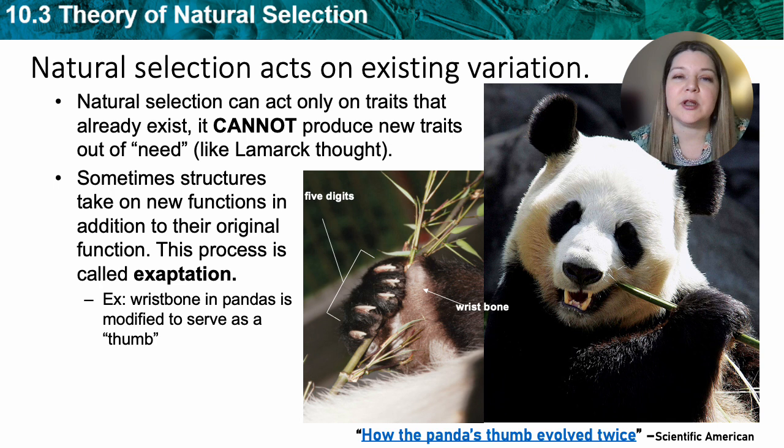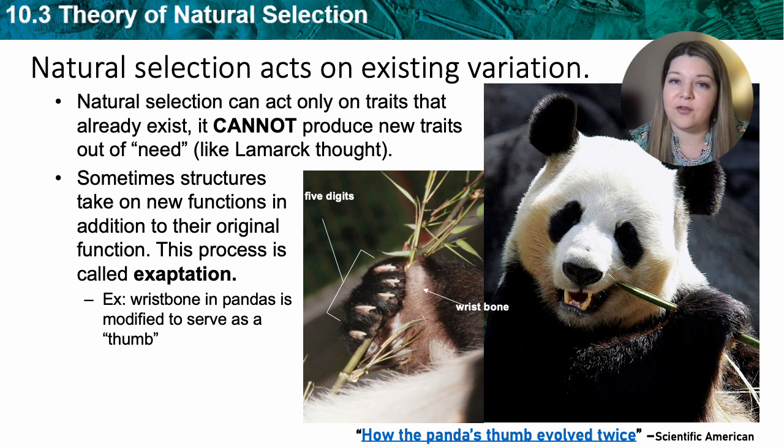Now, one thing that's really important to note about natural selection is that it can only act upon existing variation. It cannot create a brand new trait out of nothing. So there has to be an existing trait there. Natural selection can then act on that trait. And if it's a variation that's beneficial, then that is going to continue. And if it's a variation that's not beneficial, then that trait might decrease in the population.